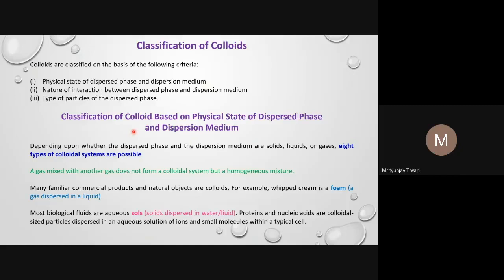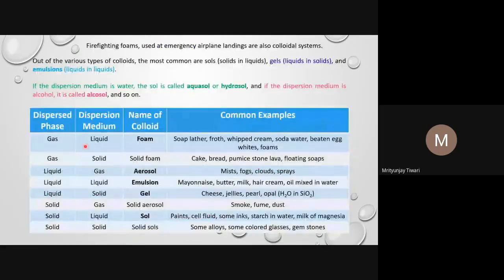So let's see the classification of colloids based on the physical state of dispersed phase and dispersion medium. Eight different types of colloidal systems are possible, and you can see them here. Gas in liquid, where the dispersed phase is gas and the dispersion medium is liquid, forms foam, and the examples are here. Then another is the aerosol. The ones given in bold are important. If the dispersed phase is liquid and the dispersion medium is gas, it forms a colloid called aerosol.